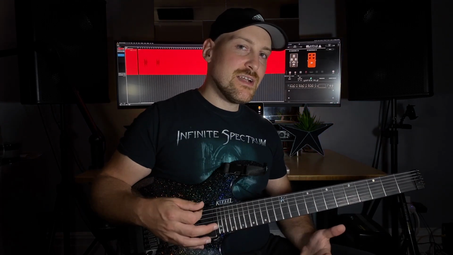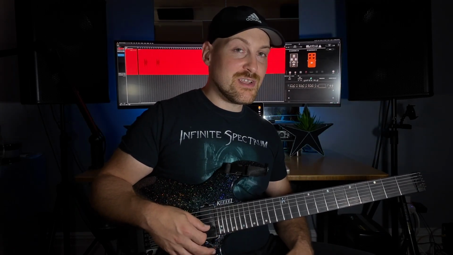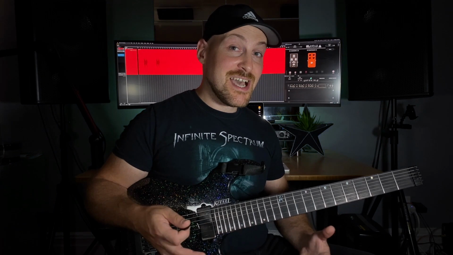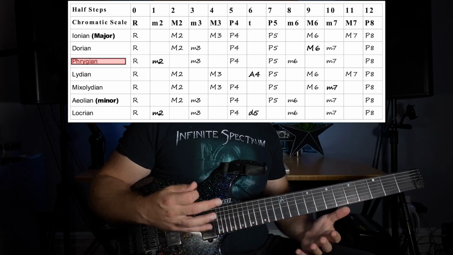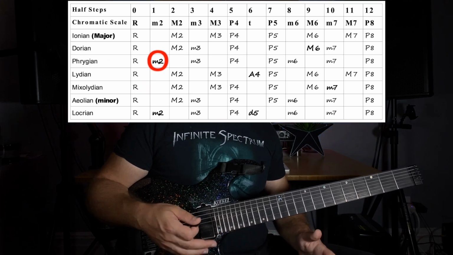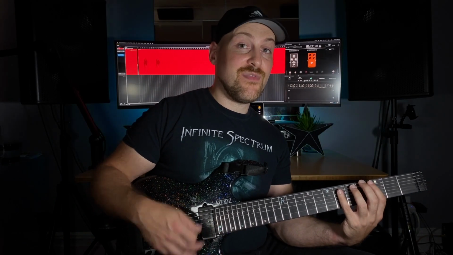Alright guys, so let's move on to the Phrygian mode. And the Phrygian mode is very much used by bands like Metallica back in the day and a lot of bands today. And basically it's a minor scale, but with a minor 2nd. So here's a normal minor scale and then the Phrygian mode.